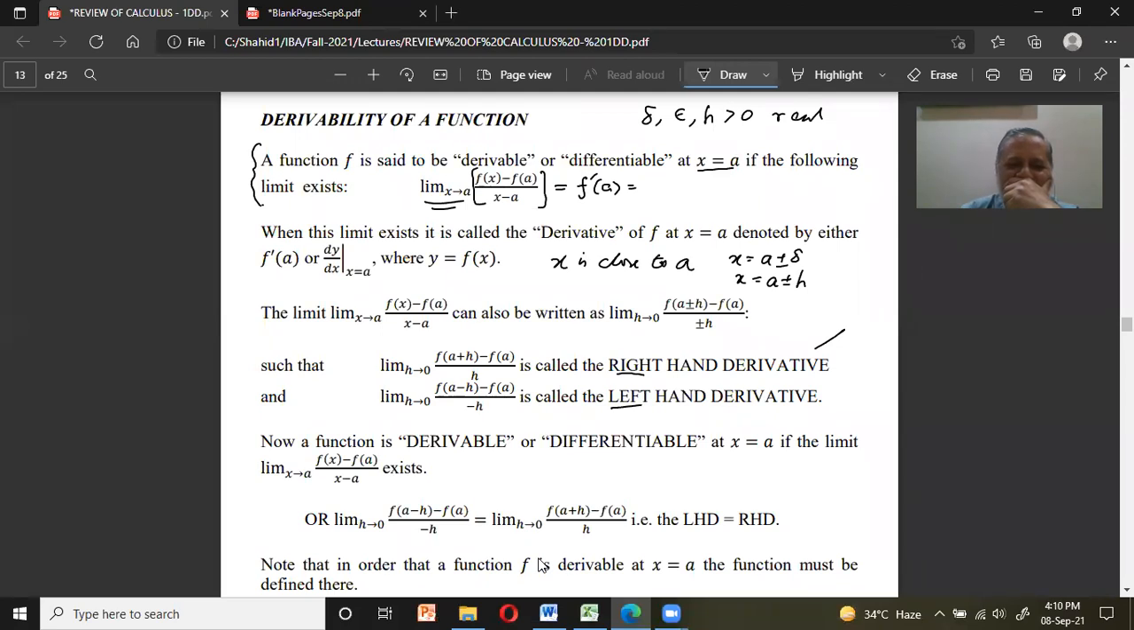Now when these limits exist and they are equal, then we say that the function is derivable or differentiable.